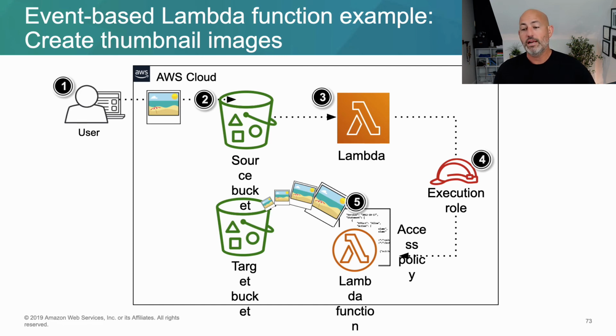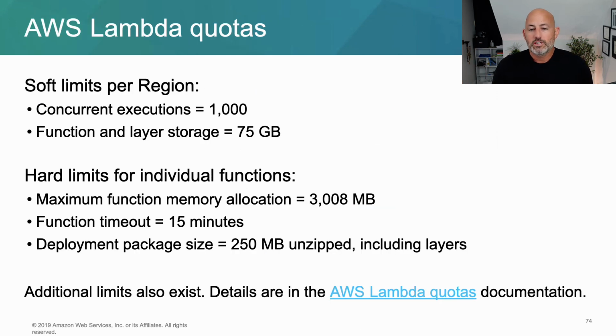And a great example of Lambda would be you put some images into an S3 bucket, it triggers a Lambda and converts them to a new file format, or does labeling where it figures out what's inside of the image. Quotas with Lambda are, by default, 1,000 concurrent executions.